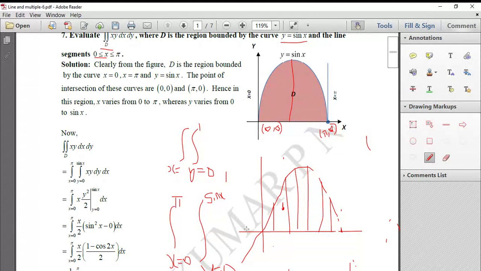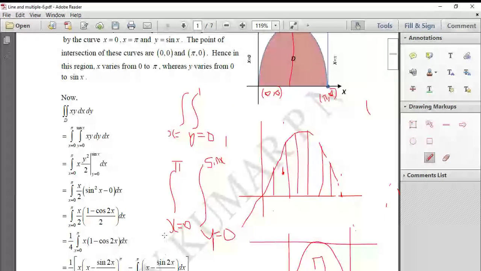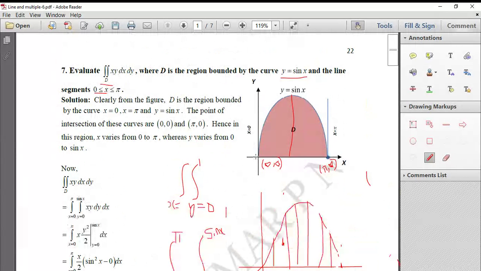Whenever you are choosing the limit, you have to choose constant limits for one independent variable, and for the other, you have to see the curve, and based on the curve, you have to choose the region. So here, your x varies from 0 to pi, and y varies from 0 to sin x, because that gives you the boundary points.